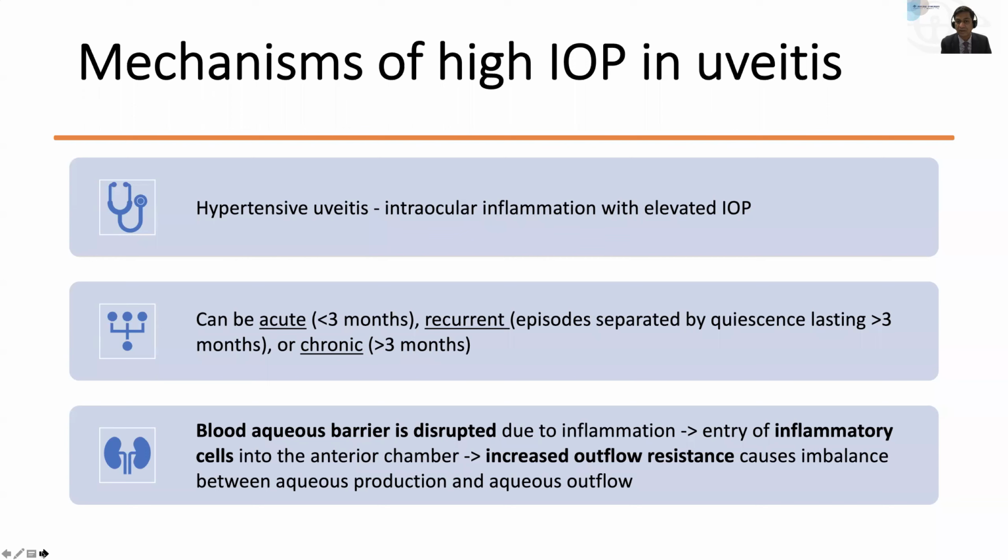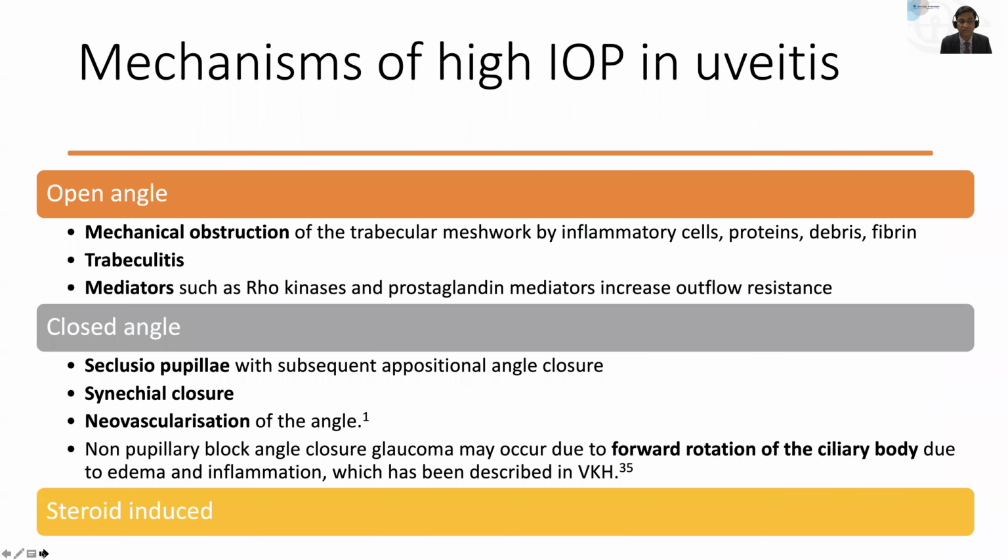As we all know, hypertensive uveitis by itself is a standalone entity, but it can be acute, recurrent, or chronic, and depending on the patient, it can present to us in various forms. What happens here is that the blood-aqueous barrier is disrupted, resulting in inflammatory cells entering the anterior chamber, and there is also increased outflow resistance, causing an imbalance between aqueous production and aqueous outflow. And this is what can happen in patients with high IOP in uveitis.